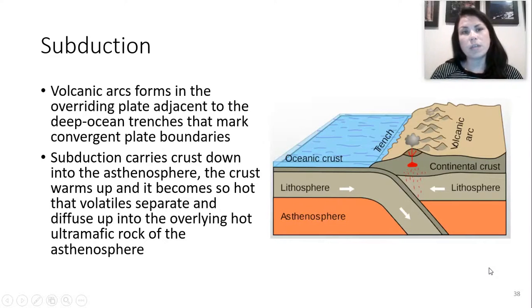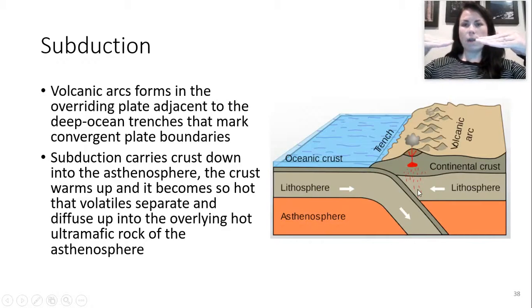We see volcanoes at a subduction zone, where volcanic arcs form in the overriding plate adjacent to the deep ocean trenches that mark convergent plate boundaries. And the subduction zone carries crust down into the asthenosphere. The crust warms up and it becomes so hot and volatile that it separates. And this is where we get volcanic arcs. So remember, at a subduction zone, we have the two plates coming together and one pushes under.